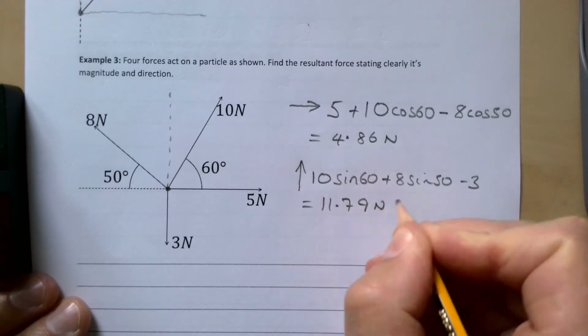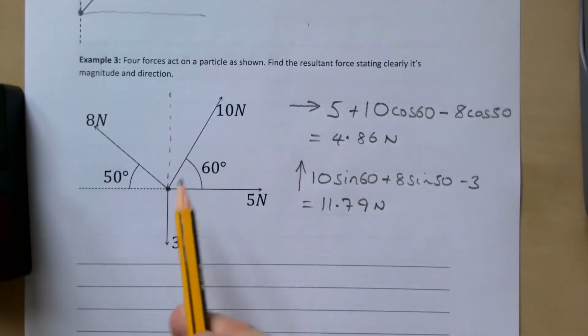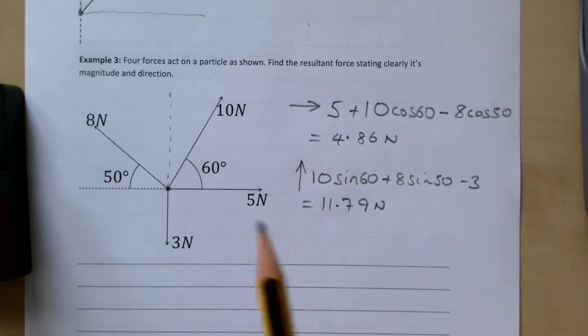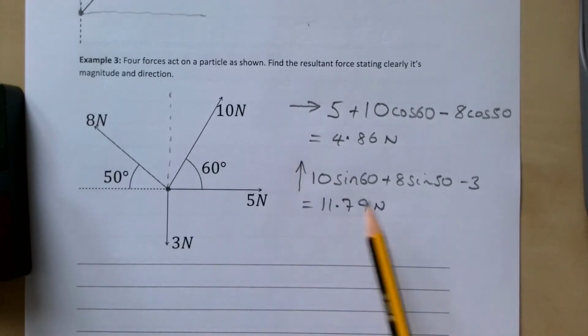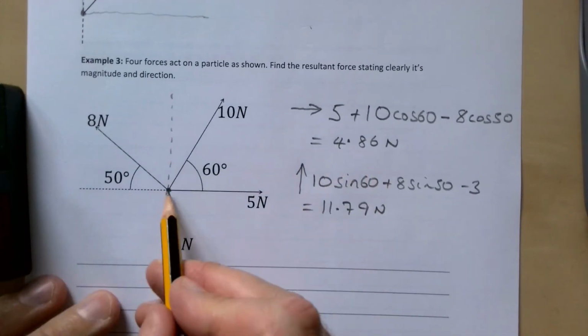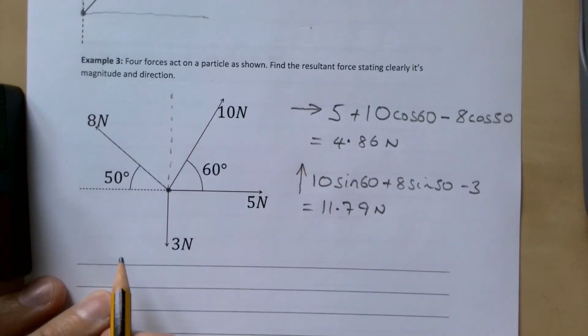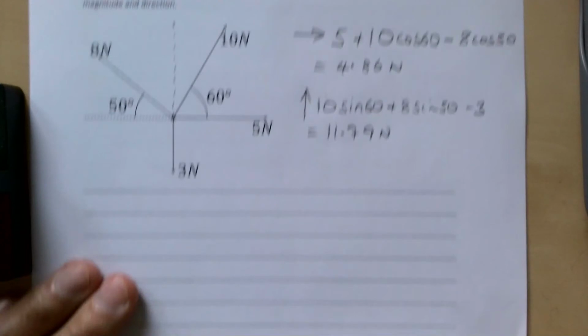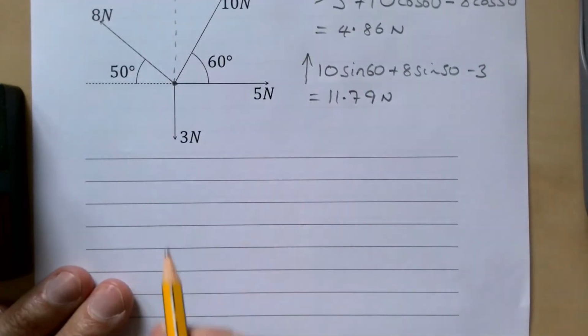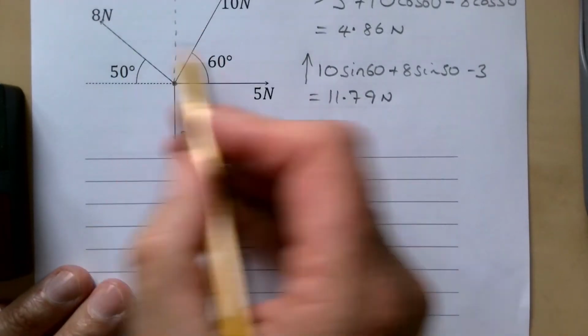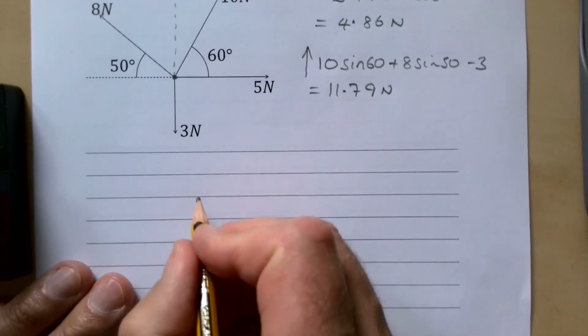Okay, so there are 4 people pulling on this chair. That is the same as 2 people pulling on the chair, one pulling this way with 11.79 and one pulling this way with 4.86. So I'm going to change this diagram to this. So we've changed our diagram of 4 random forces into 2 orthogonal forces.